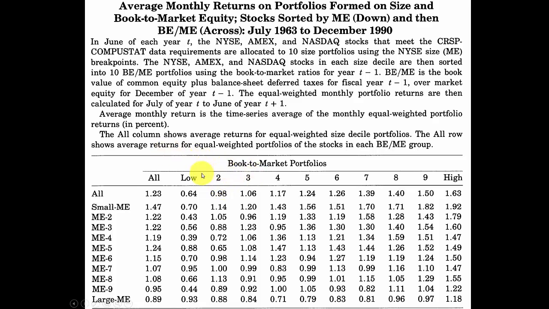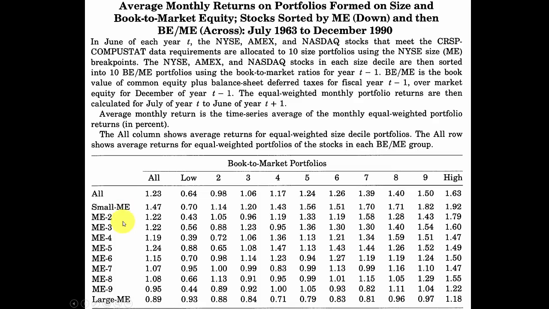So let's look at the columns first. All of these are book to market portfolios. So think about what it means to have a low book to market ratio. That's going to be a growth stock. Remember, the market value is going to be high because investors are paying for expected growth in earnings, and that's going to result in a low ratio. So as you move to the right, you're getting to these high book to market ratios, and those are the value stocks. Let's talk about the rows now.